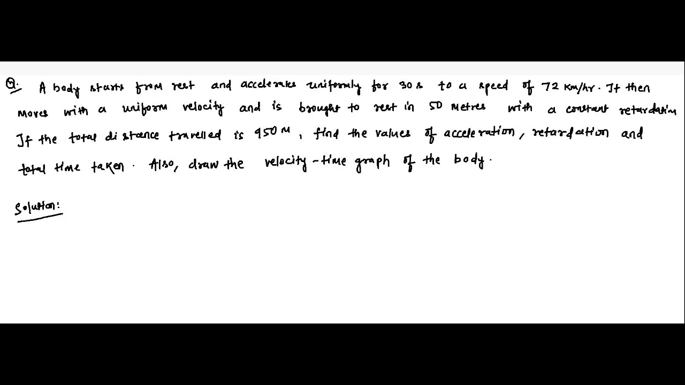And we have to draw the velocity time graph of the body. Okay. So first let us try to draw an approximate graph, and then we will draw the accurate one in terms of the numerical data, numbers. So velocity time graph. So this is time and this is, let's say, velocity. This is the origin, start.